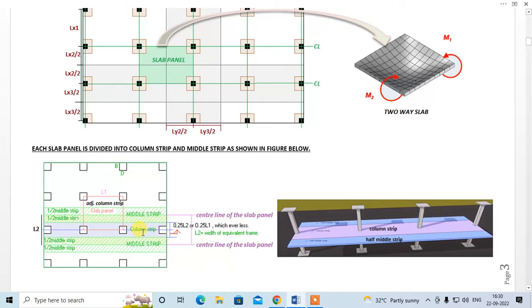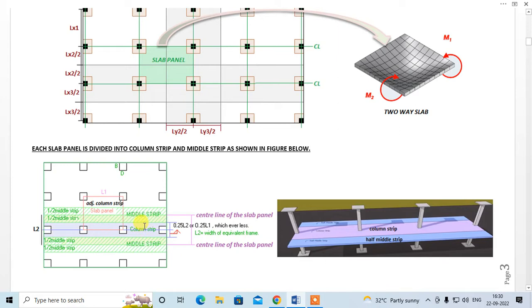Now, how to decide the width of the column strip? From the center of the column till here, the width that is to be taken is 0.25 L2 or 0.25 L1, whichever is less. This is L2, this is L1, right? Similarly, this also has to be 0.25 L2 or 0.25 L1, whichever is less, right? So this total will give you the width of the column strip.